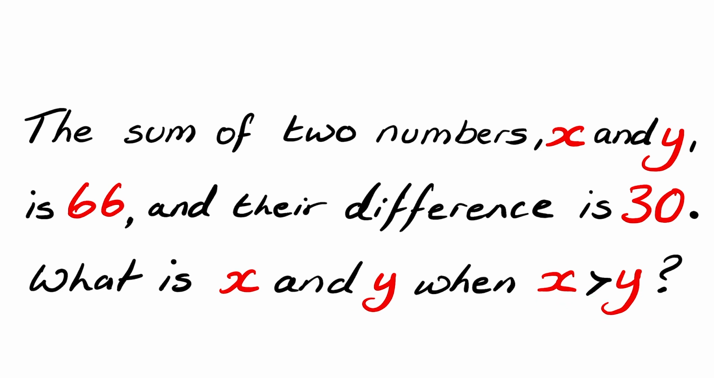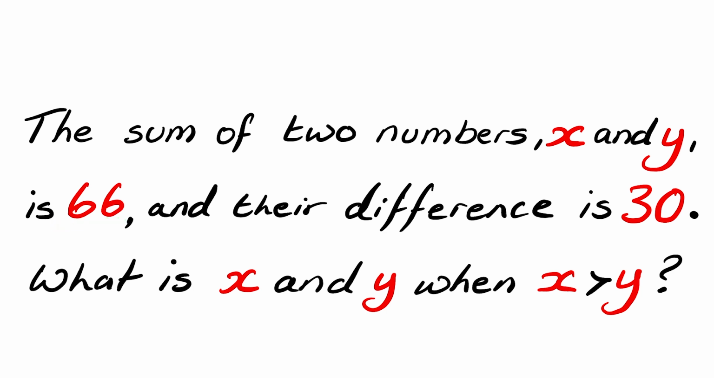So looking at this, we seem to have two equations. Well, we know we have two variables. Variables are just our unknowns. We have an x and we have a y. And we know if we add them, that's all sum means, is adding, we're going to get 66.